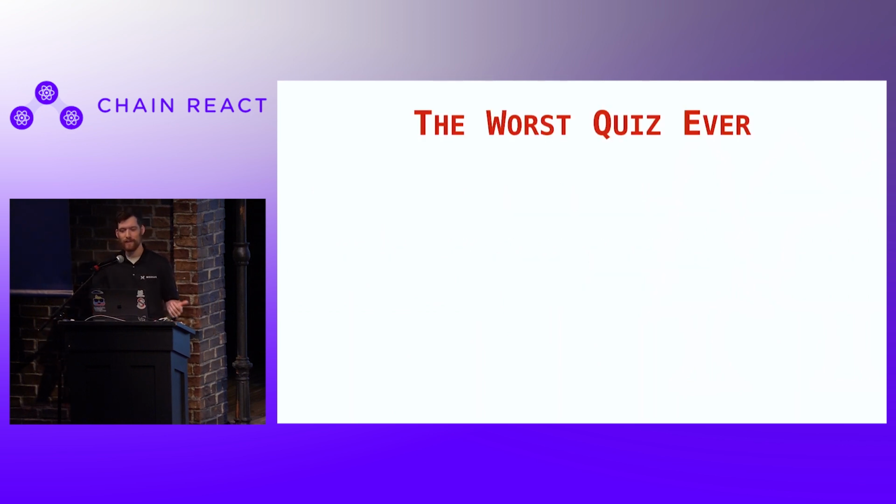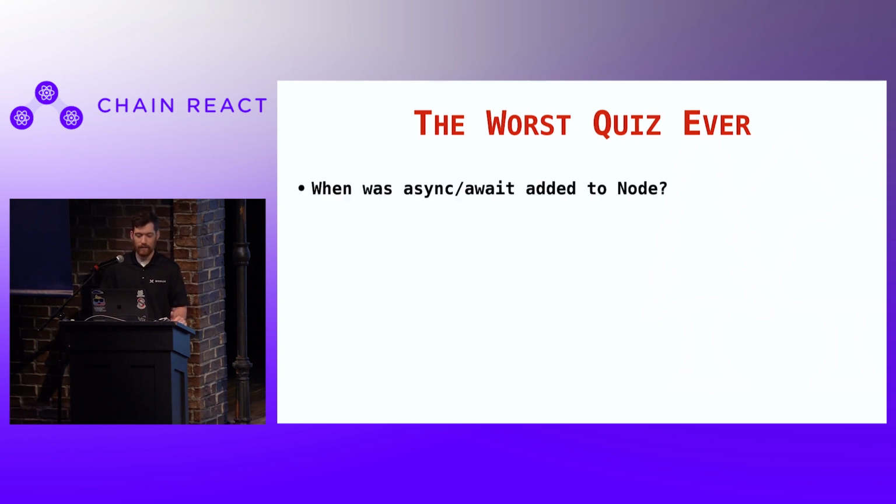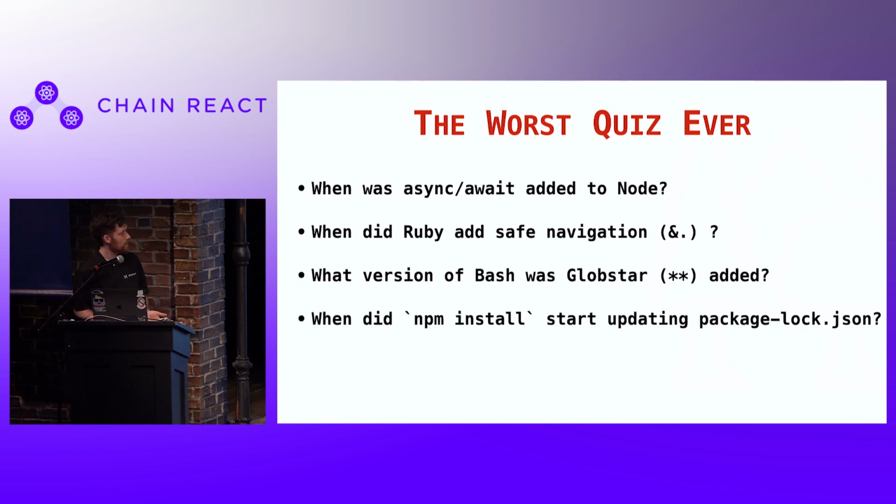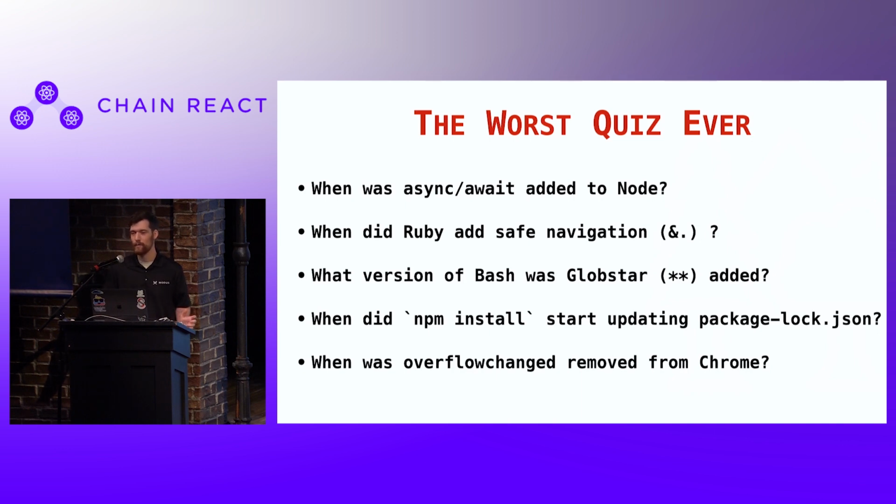All right, let's further illustrate the problem. The worst quiz ever. When was async await added to Node? You probably know this one. When did Ruby add the safe navigation operator? When did Bash add globstar? When did npm install start updating the package lock JSON? And when was overflow changed, removed from Chrome?